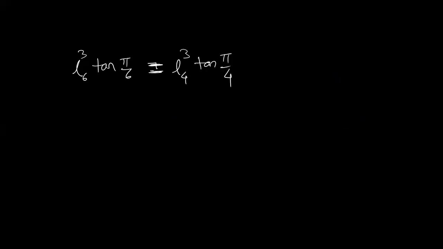Once we equate that, we can get the ratio of L6 by L4 just by simplifying this expression. So L6 by L4 cubed is tan pi by 4 by tan pi by 6, and take the cube root of that. This we get approximately equal to 1.2009. So what we can see is that when we use 6 feeders, it can serve an area 20% higher in length. That is the information that we got from here.